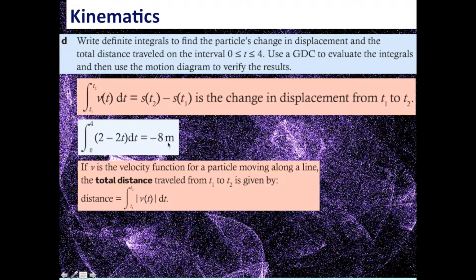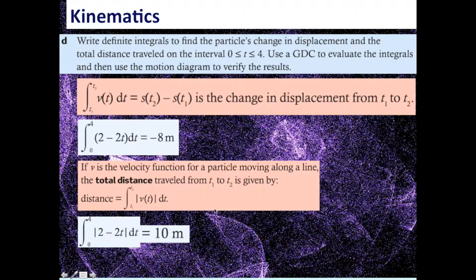find the total change in displacement is negative 8 meters. Remember, it's displacement, that's why we've got the sign there. So the finishing position at t equals 4 seconds is 8 meters to the left of the origin. For the distance, remember we need to take the absolute value, or the modulus, of the velocity function between t1 and t2. So again, on your GDC, you can substitute that in and you will end up with a value of 10 meters in total.